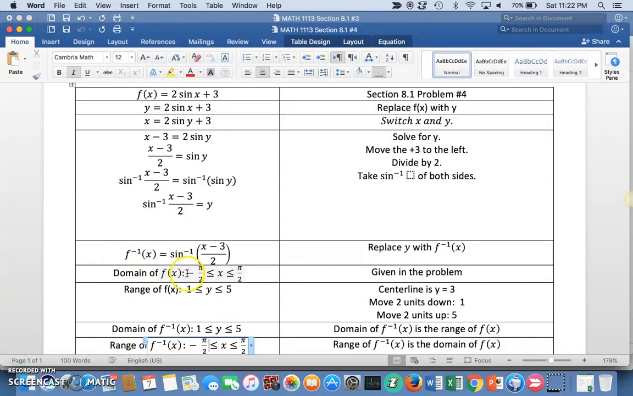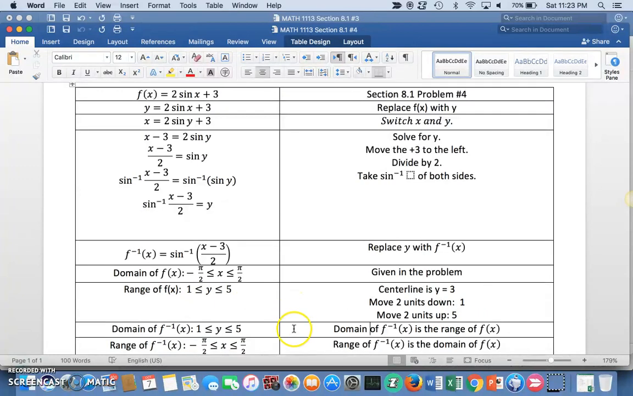The domain of the original function was negative pi over 2 less than or equal to x, which is less than or equal to 2. The range of that function. Think about how you would graph that original function. You'd have a center line at 3, and you move 2 units down to get 1 and 2 units up to get 5. So the sine graph would have actually been between 1 and 5. So that would be your range.